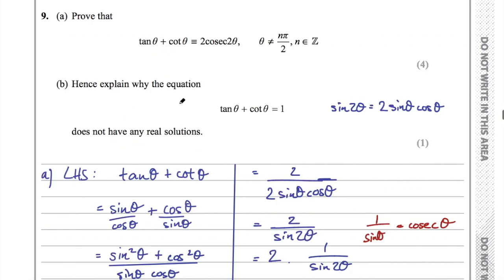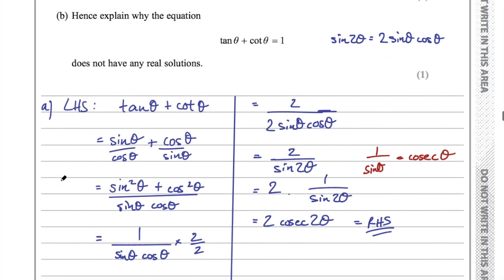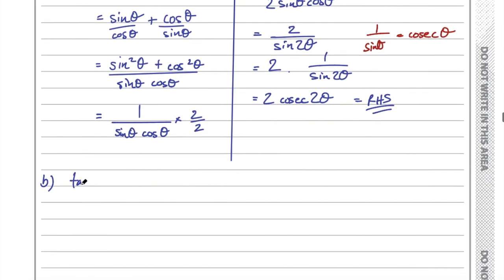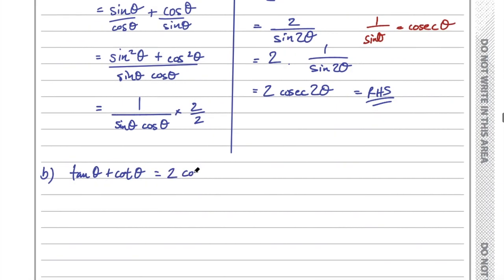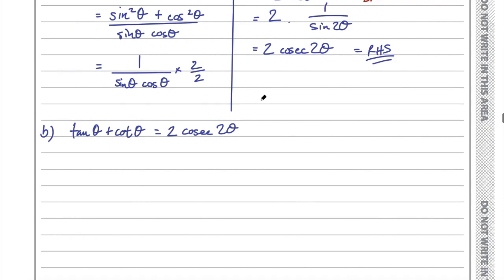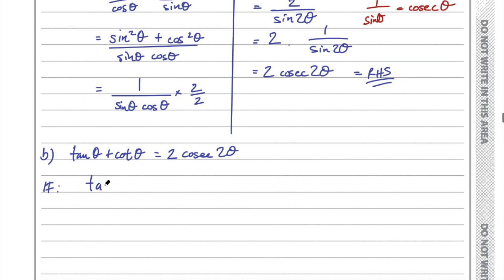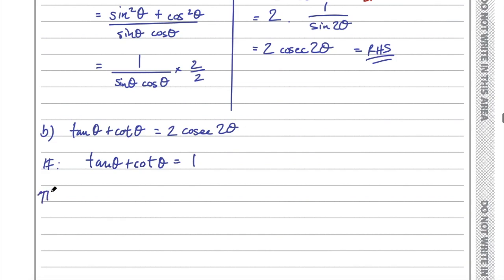Part B says, hence explain why the equation tan theta plus cotangent theta equals 1 does not have any real solutions. Right, so we're going to have to go backwards a little bit here. So remember that the tangent of theta plus the cotangent of theta from the first question equals 2 cosecant 2 theta. And so using this equation, we can say if tan theta plus cotangent theta equals 1, then 2 cosecant 2 theta equals 1.